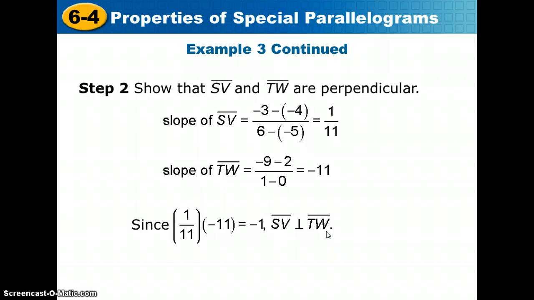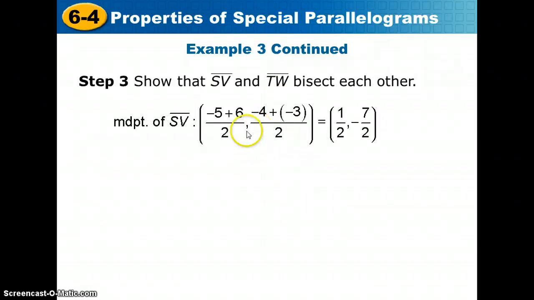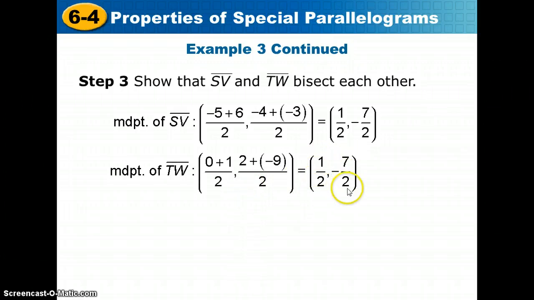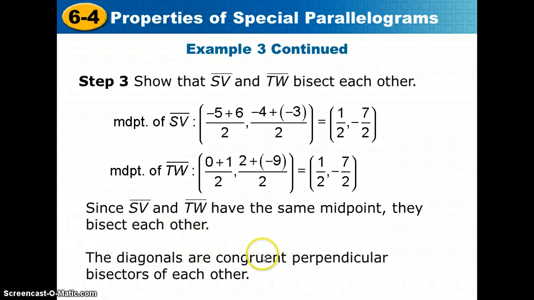Lastly, we want to show that they bisect each other. We do this using the midpoint formula. So I want you to find the midpoint of SV and the midpoint of TW. Pause the video if you need more time, but you should get that they are the exact same coordinates. All right, the midpoint of SV is 1/2, negative 7/2. The midpoint of TW is also 1/2, negative 7/2. Since SV and TW have the same midpoint, they bisect each other. The diagonals are congruent, as we showed in step 1, perpendicular, as we showed in step 2, and now bisectors of each other, as we showed in step 3.